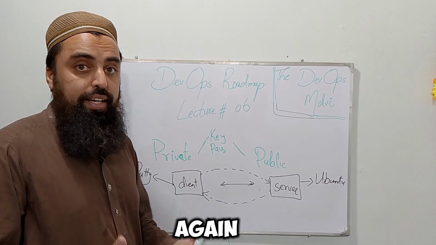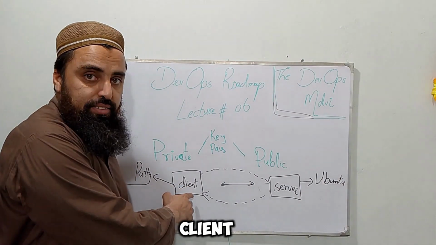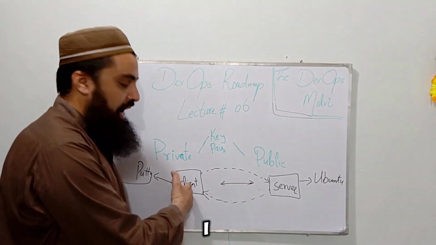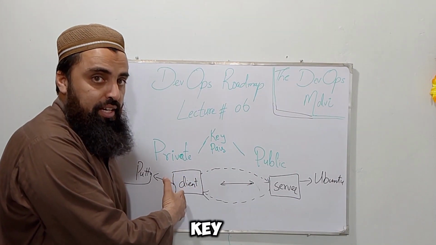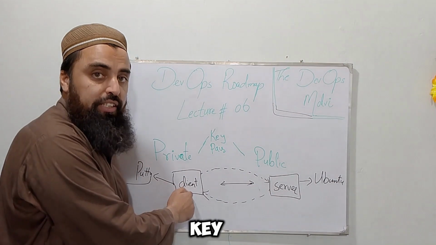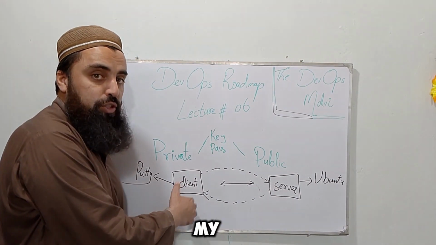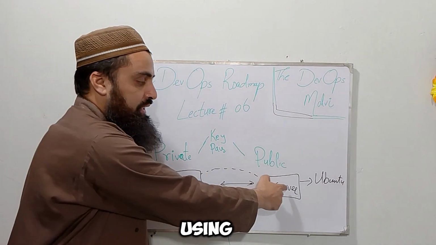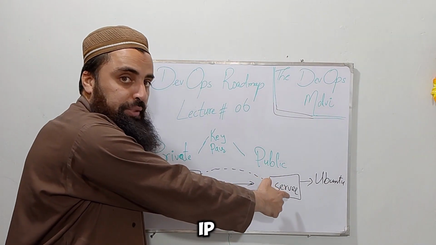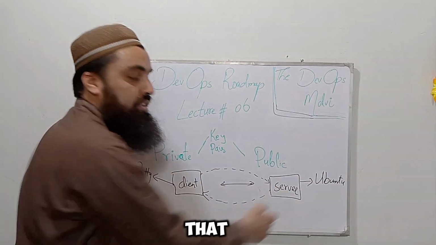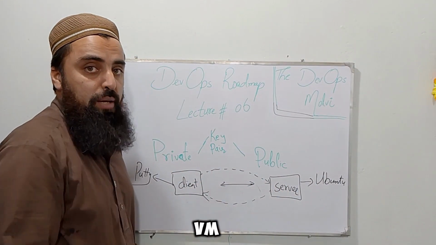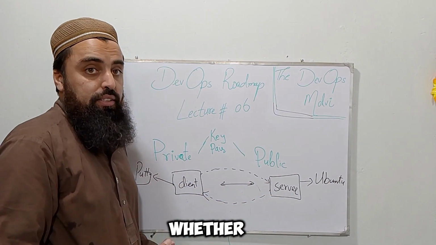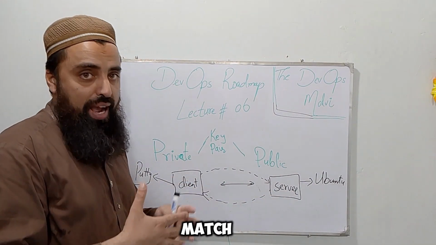Let me repeat it again. I am the client. I want to connect with my remote Ubuntu VM. I have the private key. I will use this private key on my client, on my tool like PuttyGen, and then I will use the IP or host name of that Ubuntu remote VM or server, and then the server will test whether the private and public key match with each other.